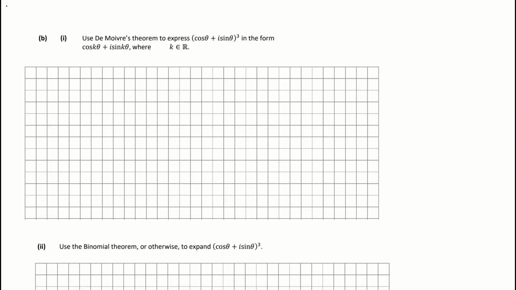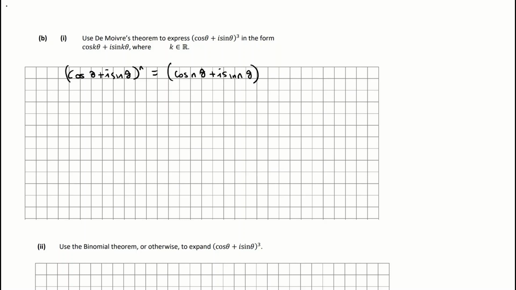B part 1, use De Moivre's theorem to express (cos theta plus i sine theta) to the power of 3 in the form cos k theta plus i sine k theta. So I'm going to my log tables here on page 20, taking down my rule for De Moivre's theorem, which is written as (cos theta plus i sine theta) to the power of n equals cos n theta, n standing for the power, plus i sine n theta. So that's what the log tables tell me.